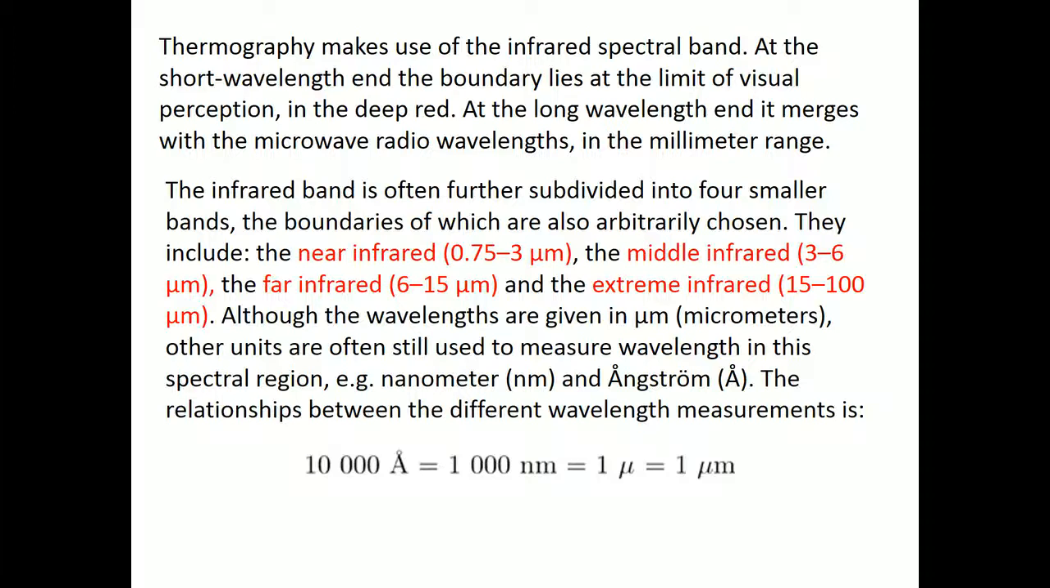Although the wavelengths are given in microns, other units can be used. It can be nanometers, it can be angstrom. The relationship is there: 10,000 angstrom equals 1000 nanometers equals 1 micron. This is the common conversion factor. So, you should remember that there are 4 infrared bands: near, middle, far, extreme, progressively as you increase the wavelength.